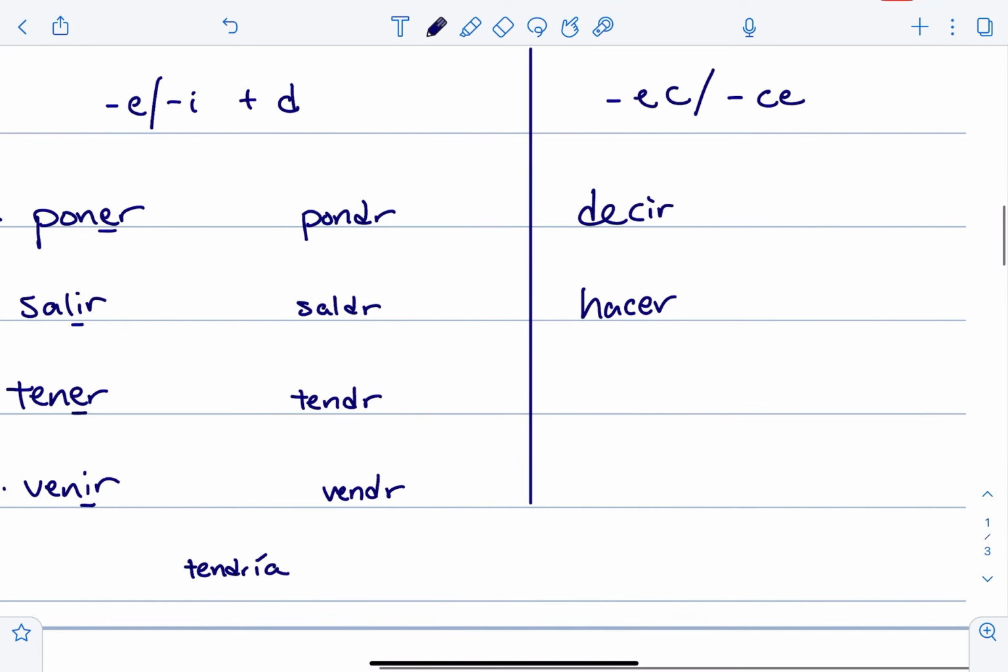And the last group of irregulars are verbs where you minus the E and the C. Dir, har are the stems of decir and hacer. Write down the definitions. To say or to tell, to do or to make. So if I wanted to say, we would say, diríamos.